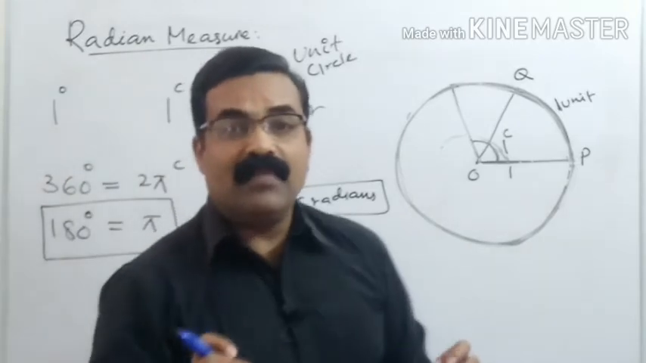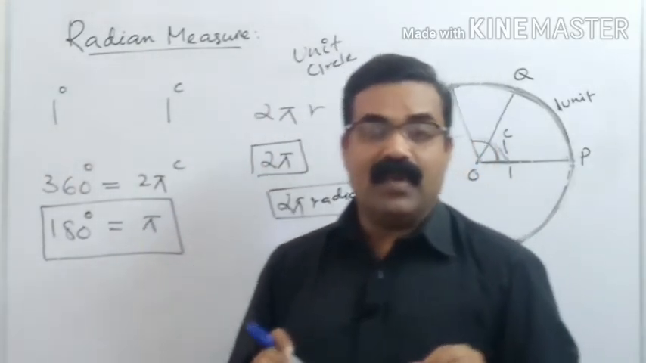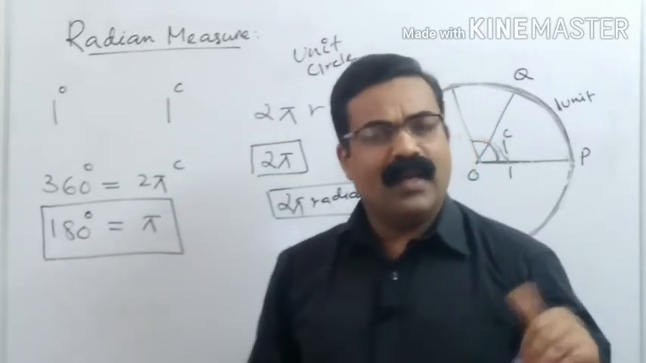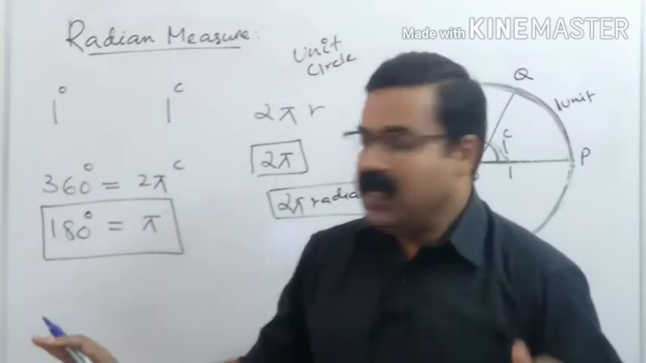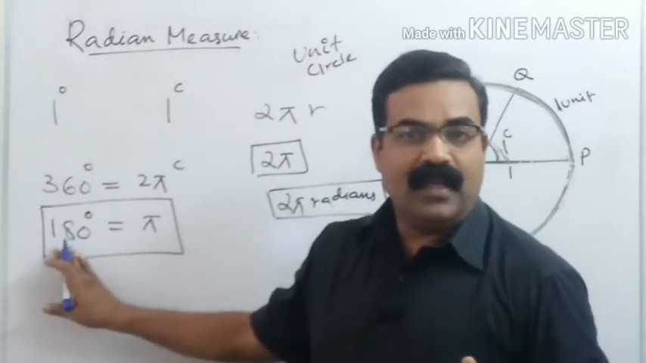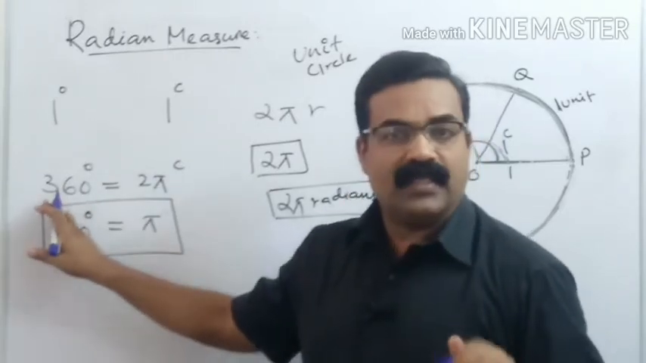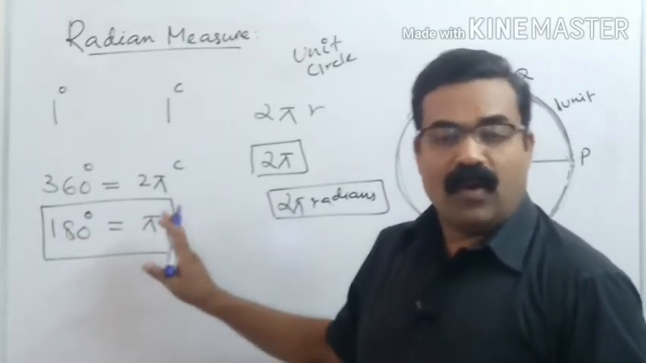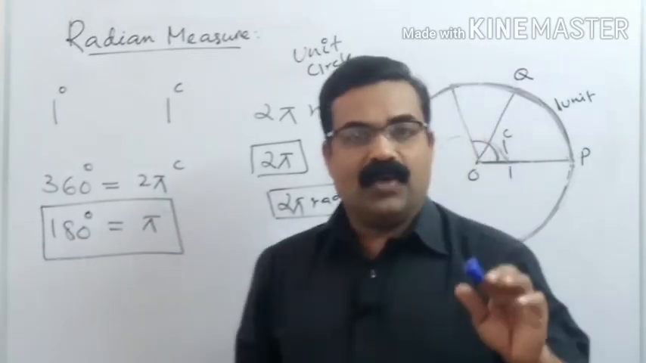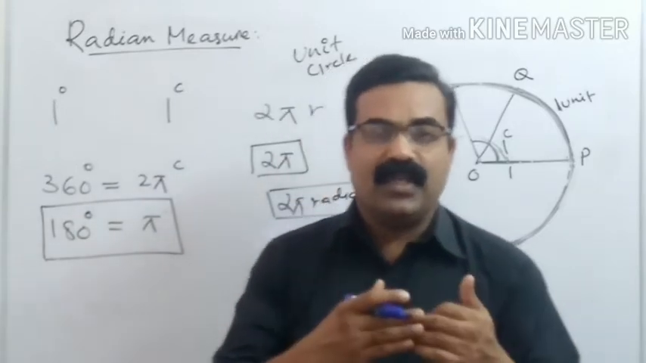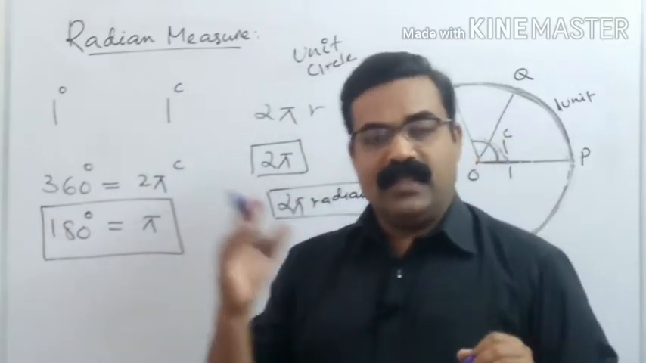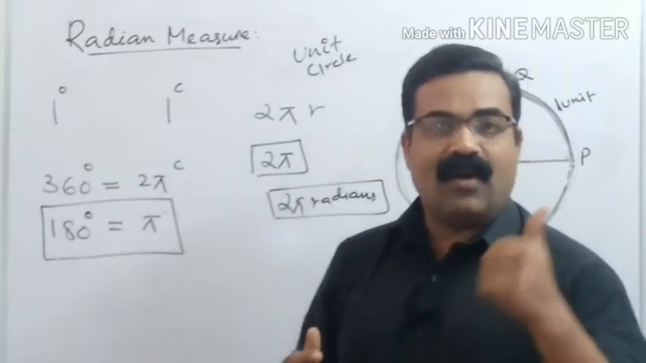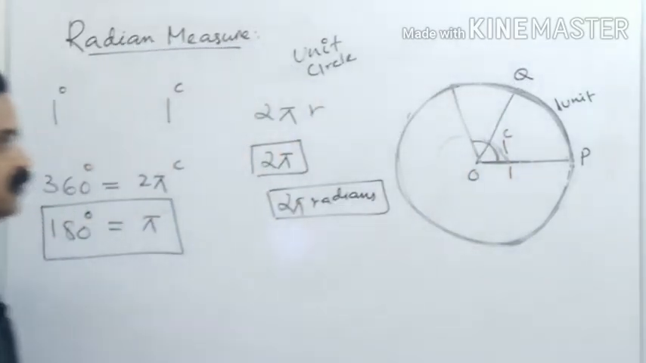Anytime if I ask you, you have to tell me pi radian is equal to 180 degrees, or 2 pi radians is equal to 360 degrees, and 180 degrees is equal to pi radians, or pi radians is equal to 180 degrees. So the degree and radian relation is this: 180 degrees is equal to pi radians, or you can say pi radians is equal to 180 degrees. Kindly note it, then we will go to the next part.